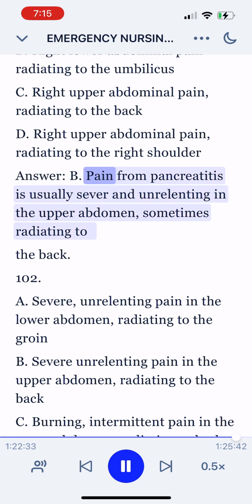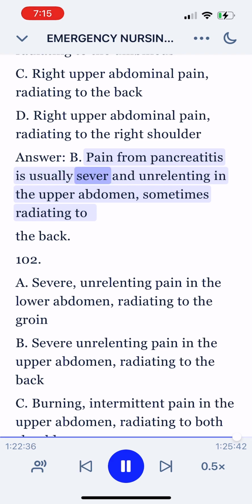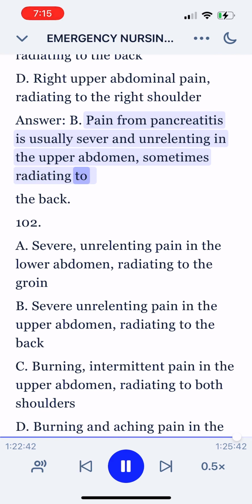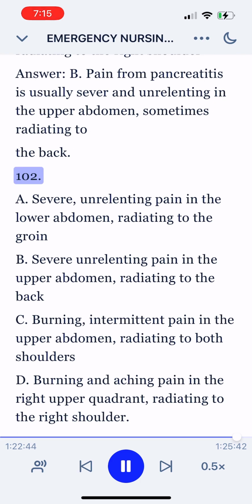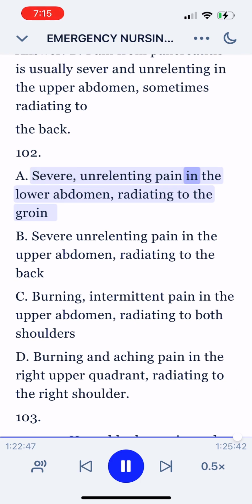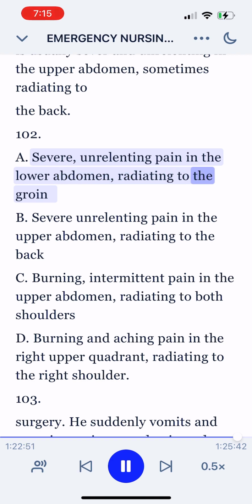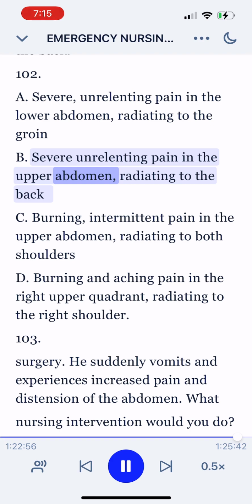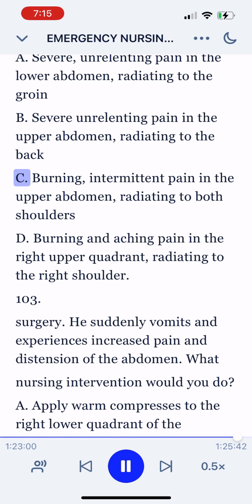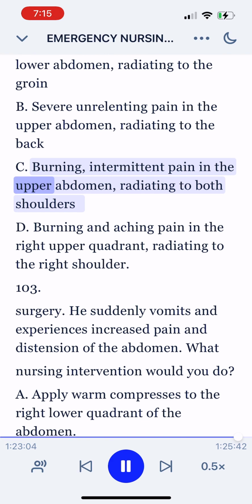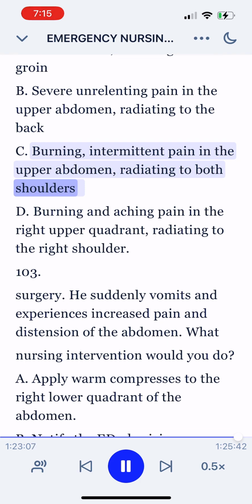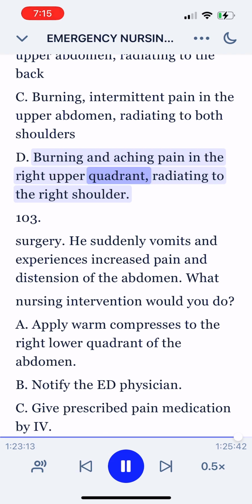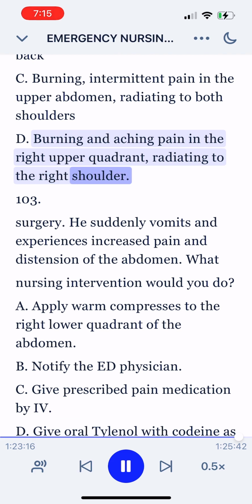Answer B. Pain from pancreatitis is usually severe and unrelenting in the upper abdomen, sometimes radiating to the back. 102. A patient suspected to have pancreatitis has which of the common pain scenarios? A. Severe, unrelenting pain in the lower abdomen, radiating to the groin. B. Severe unrelenting pain in the upper abdomen, radiating to the back. C. Burning, intermittent pain in the upper abdomen, radiating to both shoulders. D. Burning and aching pain in the right upper quadrant, radiating to the right shoulder.